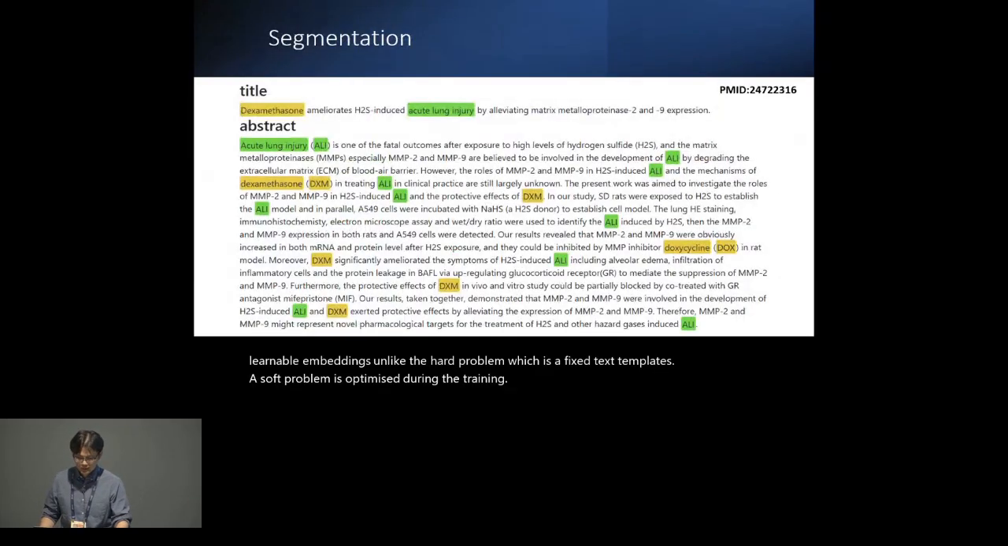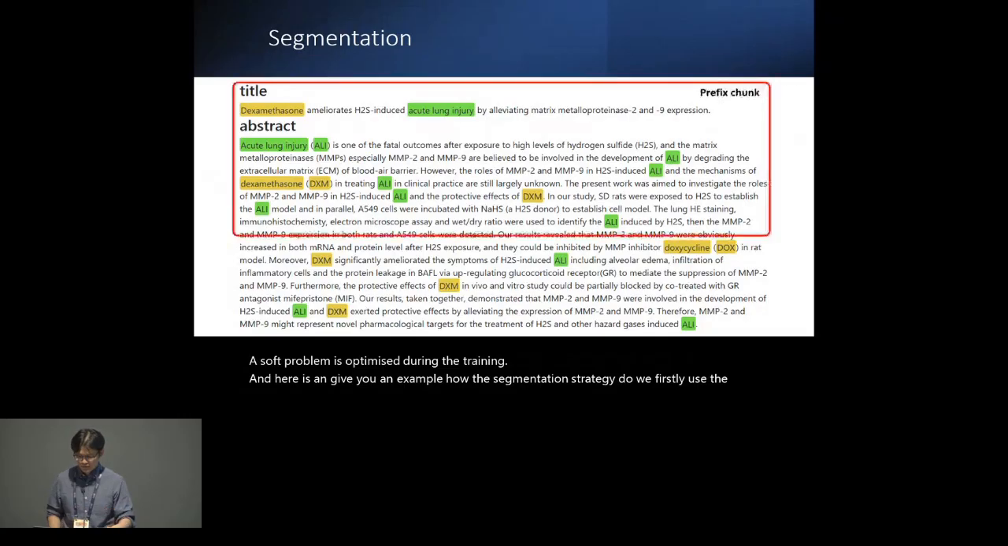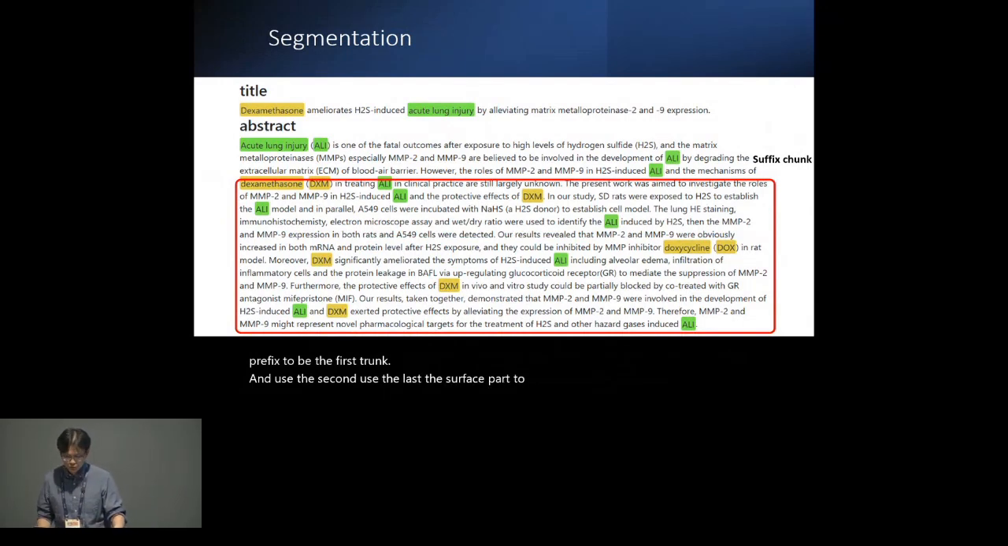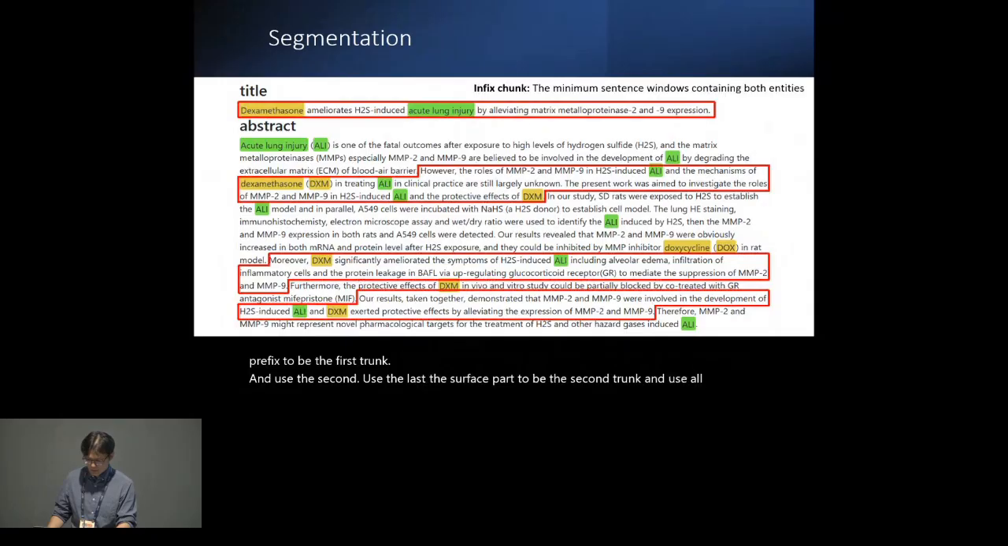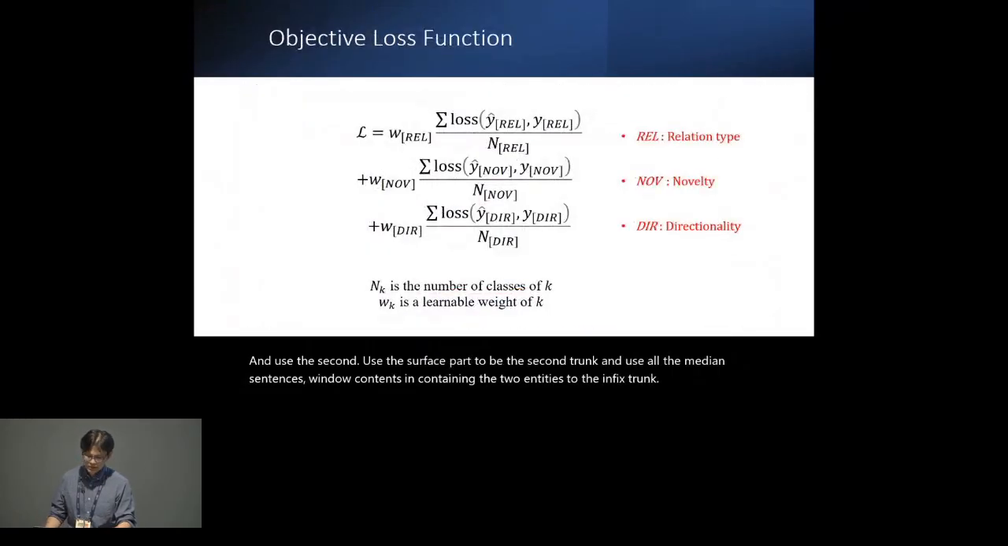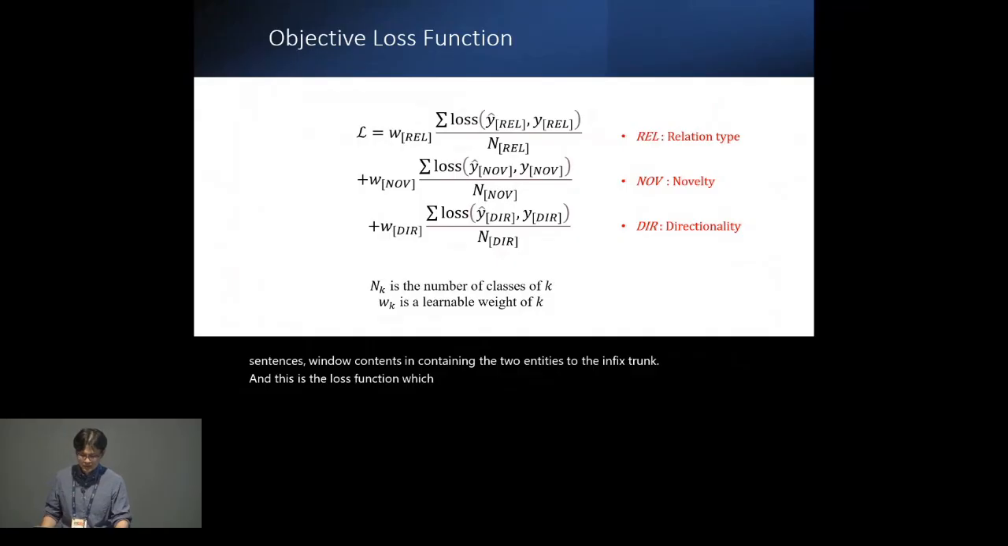And here is an example of how the segmentation strategy works. We first use the prefix as the first chunk, the suffix part as the second chunk, and use the median sentence window containing the two entities as the infix chunk. And this is the loss function, which is the average loss of the relation type, novelty, and directionality, with a learnable weight.